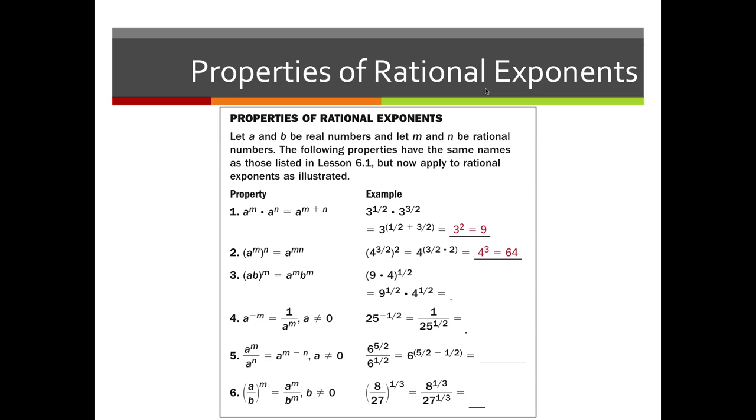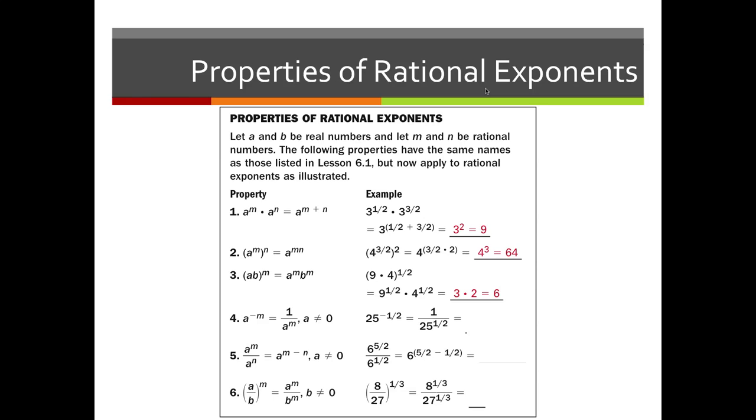In number 3, I can see where I have a product of 9 times 4. The whole thing is being taken to the 1/2 power. The property allows me to take the 1/2 power of each factor. And so 9 to the 1/2 is the same as square root of 9, so that's 3. And 4 to the 1/2 is the same as the square root of 4, so that's 2. And 3 times 2 would simply give me 6.